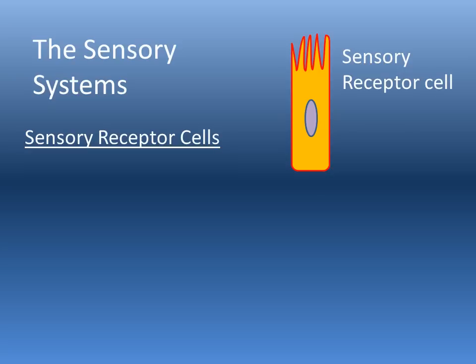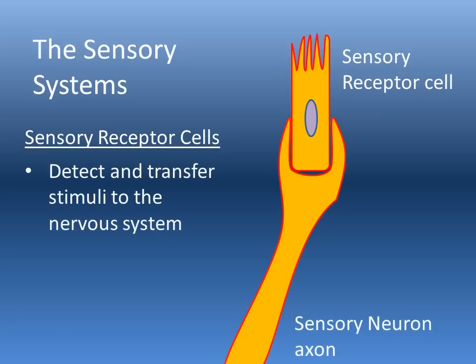The sensory systems of the body are the first to detect an external stimulus and send that information to the nervous system. They are composed of specialized cells called sensory receptor cells. And those cells all synapse with sensory neuron axons to detect and transfer a stimulus to the nervous system.